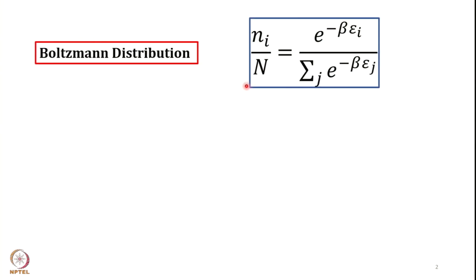The Boltzmann distribution, that is Ni upon N, where Ni is the number of molecules or particles in the ith energy state, N is the total number of molecules, equals exponential minus beta Ei, where Ei is the energy of the ith state, divided by the summation over j of exponential minus beta Ej. And you remember that came from alpha.